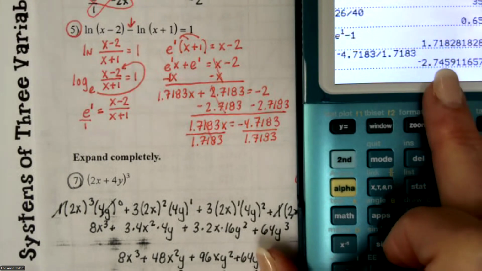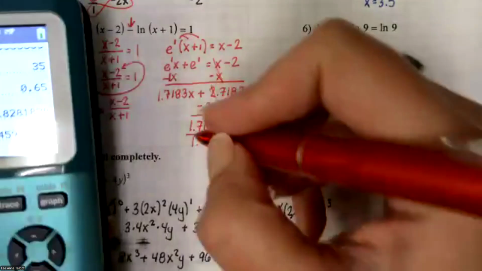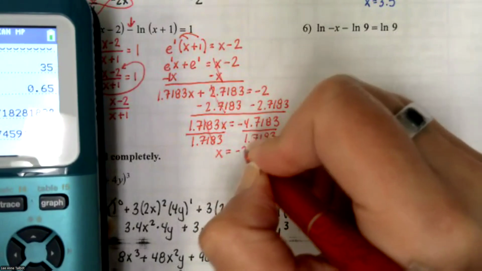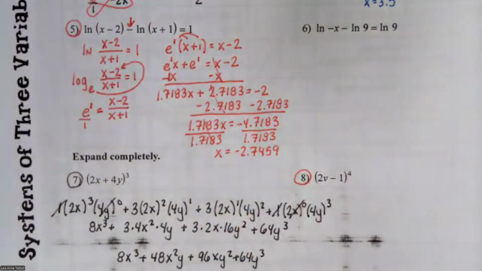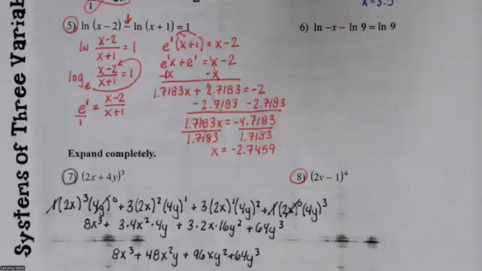Negative 2.745. No. I don't think that's ever going to get any worse than that. That was pretty terrible. All you have to do is just remember that E is a number, and if you start to get uncomfortable with it, just change it to a decimal. It's okay.